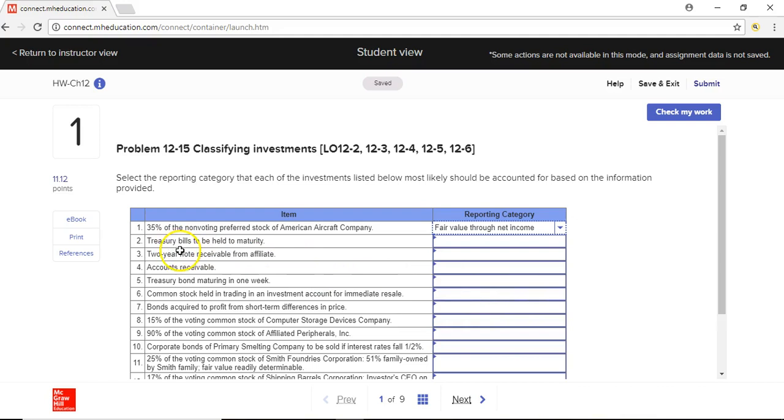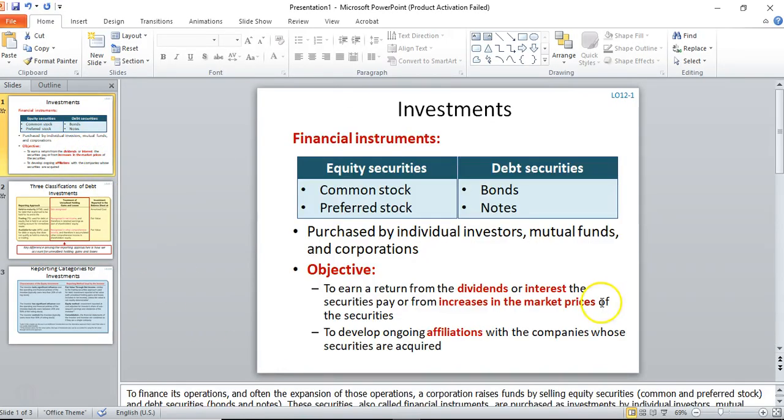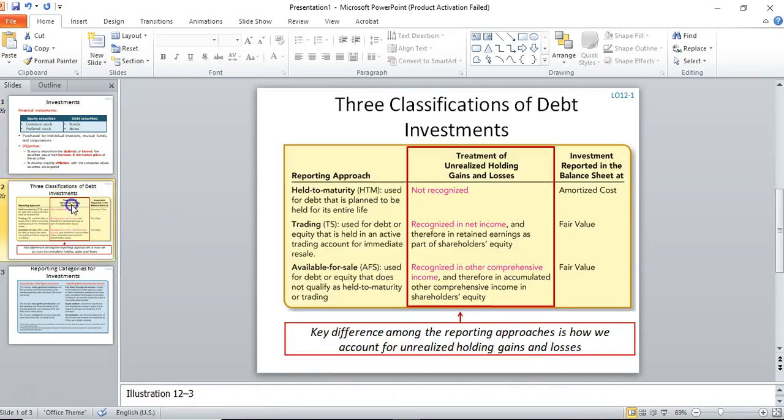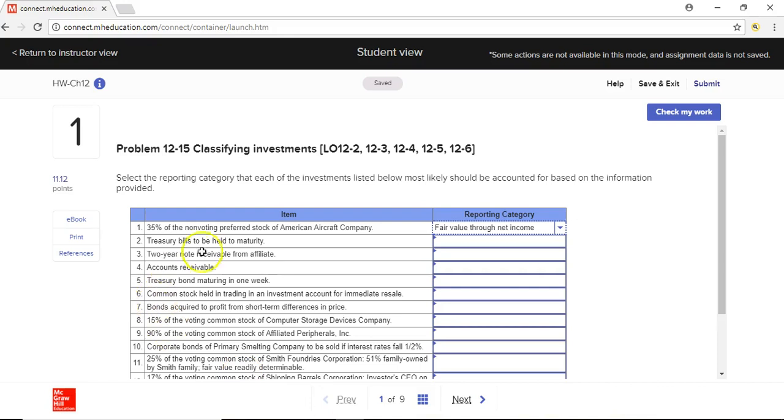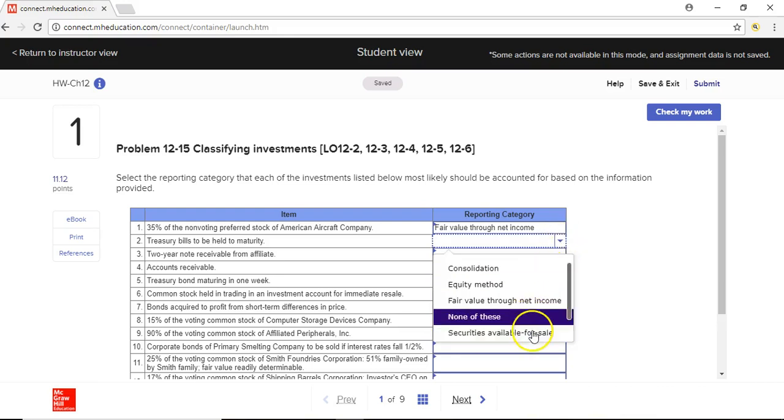The second investment says treasury bills to be held to maturity. Treasury bills are a debt instrument, and there are three ways to account for debt investments: held to maturity, trading, or available for sale. Since the description says it will be held to maturity, it is held to maturity securities.